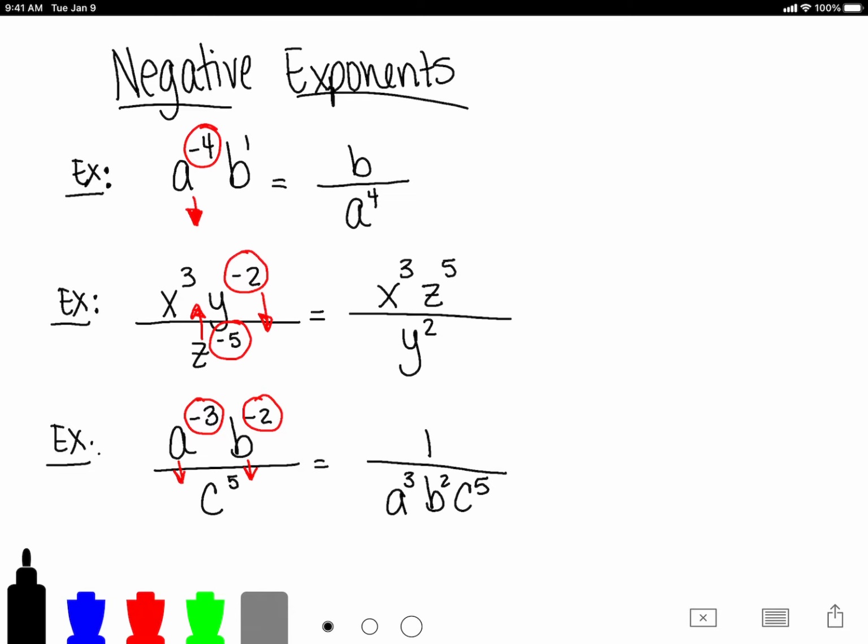So if it's negative, move it. If it's on top, move it to the bottom. If it's on the bottom, move it to the top. If it's positive, it stays wherever it's at, whether it's upstairs or downstairs. Do not move the variables that have a positive exponent. Only move the variables with a negative exponent. Is everybody clear? All right.